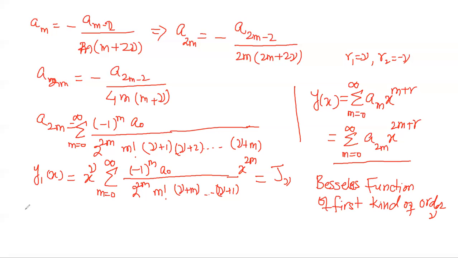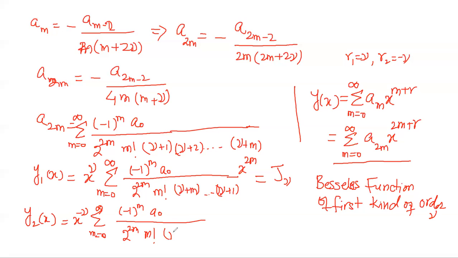And similarly, the second function, with which we use x power minus nu, can be written like this: m is equal to 0 to infinity, minus 1 power m a naught 2 power m factorial into, it is the same as nu plus m, and then it will reduce to nu plus 1. So these are the Bessel's functions of first kind of order nu, and then x power 2m.